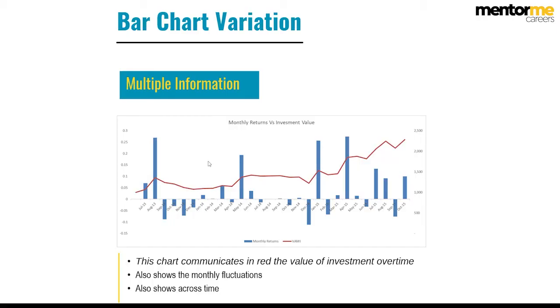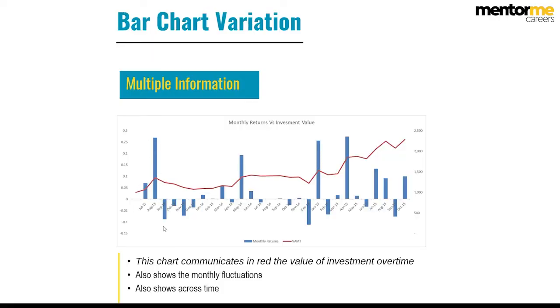Let's look at the bar chart variation, which talks about using the bar chart with line. The beauty of this chart is that you are able to use three data points at the same time. If you look at this data, you've got one as the time, second as the fluctuations of the performance of the hedge fund that we're looking at, and then the value of the money which is invested across time.